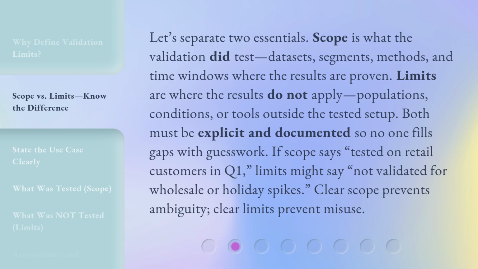If scope says, tested on retail customers in Q1, limits might say, not validated for wholesale or holiday spikes. Clear scope prevents ambiguity. Clear limits prevent misuse.